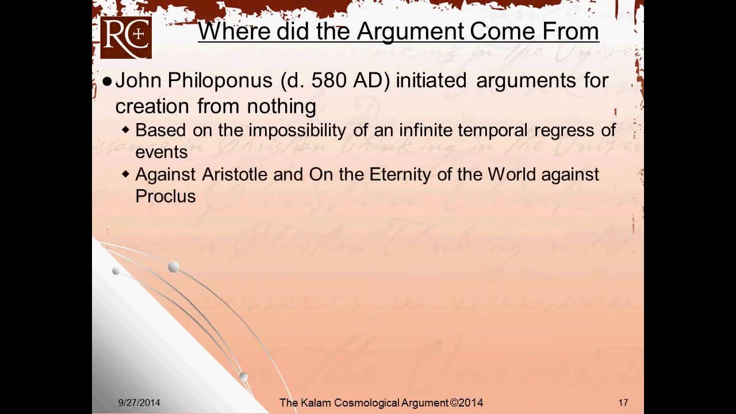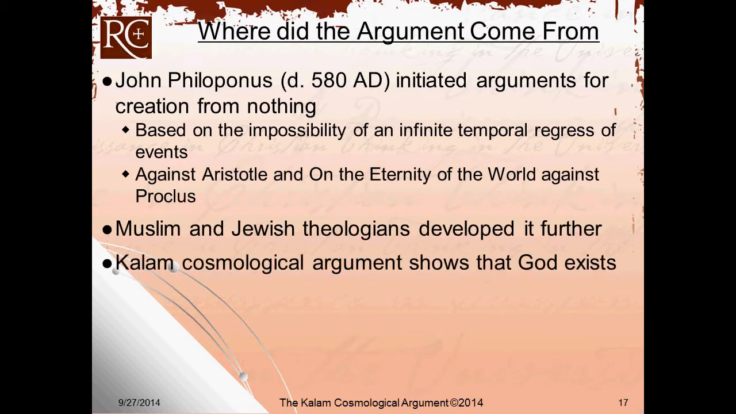This argument had its beginnings with John Philoponus around 580 AD, who initiated some arguments for creation from nothing. He based this on the impossibility of an infinite temporal regress of events, and what that means is you can't have an infinite number of past seconds, basically. This was picked up by Muslim and Jewish theologians and developed further.